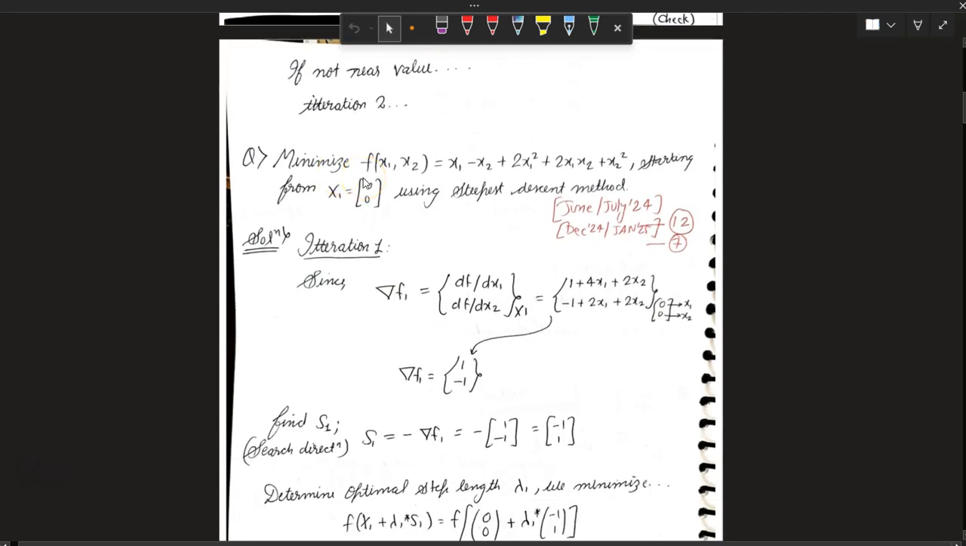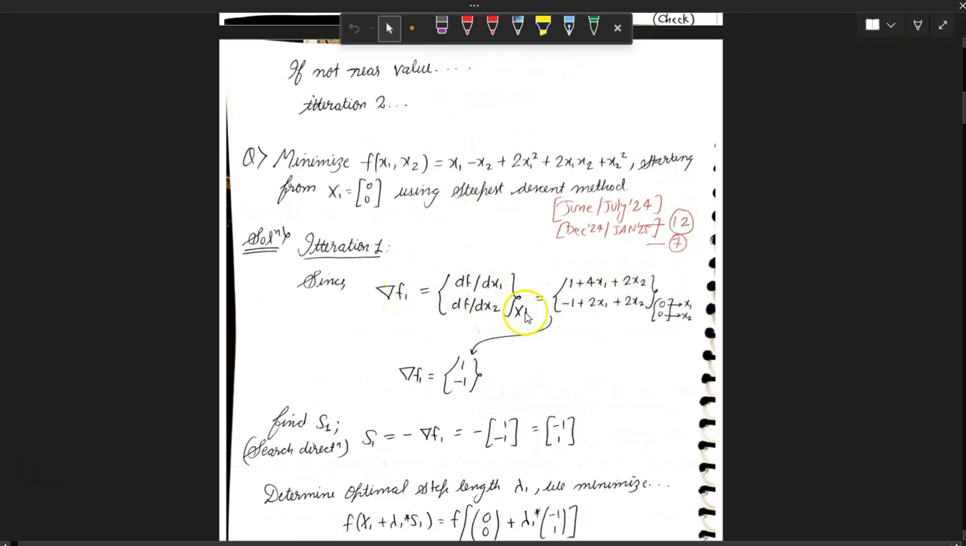Alright, so let's take an example and see it better. Minimize function f(x1, x2) is equal to x1 minus x2 plus 2x1 square plus 2x1x2 plus x2 square, starting from X1 is equal to (0, 0). See, initial position is given as X1 and this function is given. So first you have to find the gradient of f1. And how to find? You have to differentiate this function with respect to x1 first, then x2. Okay, so if you differentiate, you will get 1 plus 4x1 plus 2x2, and minus 1 plus 2x1 plus 2x2, and you have to calculate for the gradient of f1.